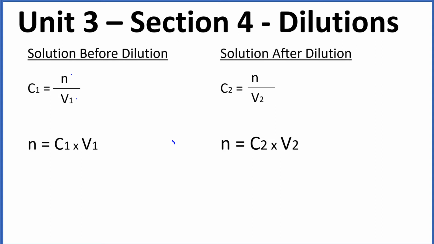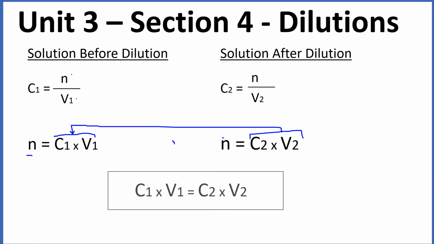Now here's a little bit of logic. If N equals C1 times V1, and N also equals C2 times V2, well, these two statements must be equal to each other. And this is our dilution formula. So moles are not considered. You can forget about moles when it comes to doing the dilution formula. So let's go ahead and see how this formula works, because it does work the same every time, which is kind of nice.